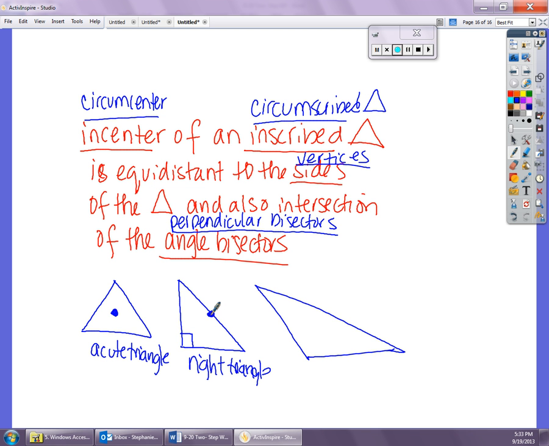So the circumcenter of an acute triangle is inside. The circumcenter of a right triangle is on there. And then of an obtuse triangle, it's on the outside. Now we did actually go over this briefly with the 1.5 classwork worksheet, but I don't know if anybody was paying attention. And I know you guys forget things sometimes. So make sure you know that.